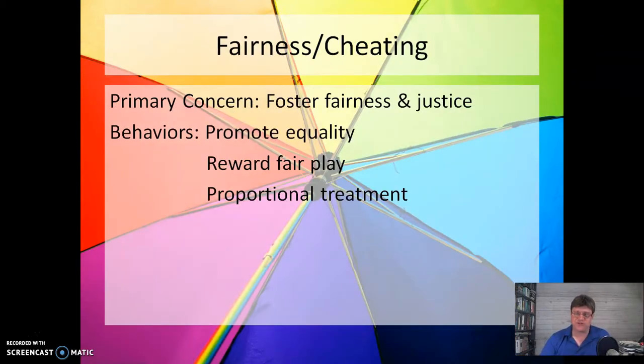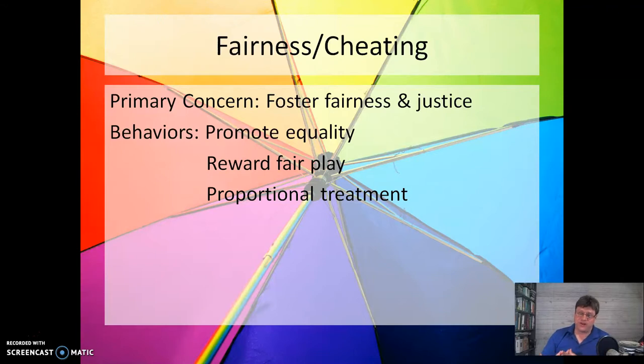The second foundation is the fairness and cheating foundation. People who are concerned with fairness and cheating are mostly concerned with fairness and justice. Now, this results in a number of different behaviors, and they are not the same. Let's go ahead and discuss them. Promoting equality. Everybody gets treated the same way. They all have the same access to resources. No one is treated any differently for any reason, whether those are legitimate or not.